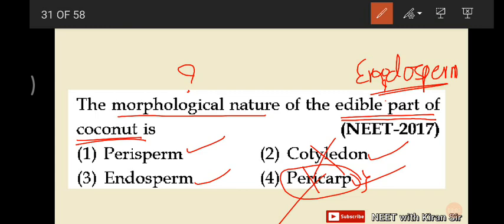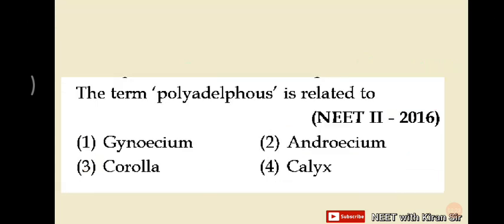Then the doubt is between perisperm and endosperm. In case of coconut, we cannot observe perisperm. What is perisperm? That is a persistent nucleus present in the seed. But in coconut, there is no perisperm present. Then which one is the morphological form? That is endosperm. Hence it is number 3.